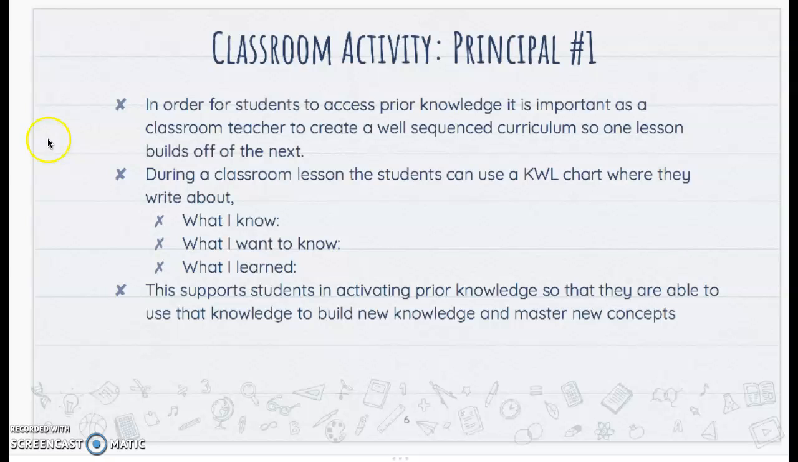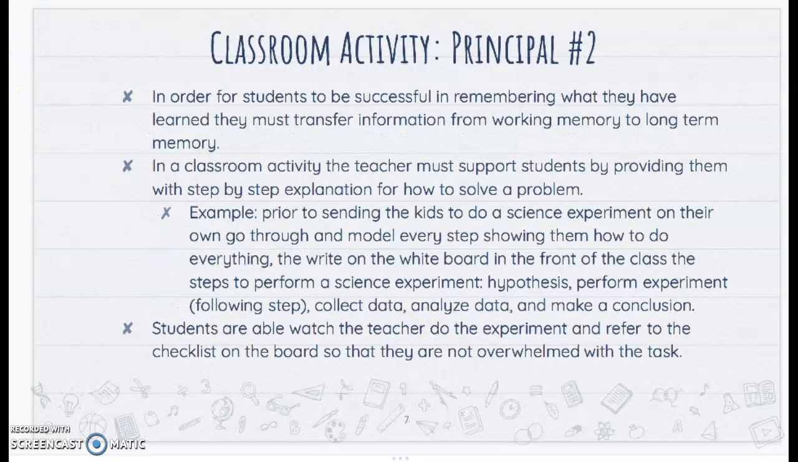Classroom activity for Principle 1. In order for students to access prior knowledge, it is important that classroom teachers create a well-structured curriculum so each lesson builds off the next. During the classroom lesson, the students can use a KWL chart, in which they write about what they know, what they want to know, and what they learned. This supports students in activating prior knowledge so they are able to use the knowledge to build on new knowledge and master new concepts.